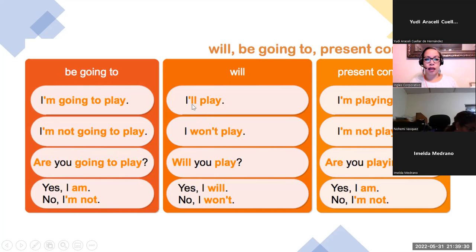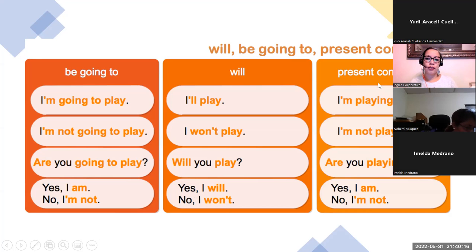Will. Con will, solo vamos a poner el auxiliar, will, y luego el verbo. Igual sin ninguna alteración, el verbo va a ir en infinitivo, sin ponerle to, ¿verdad? Solo el verbo. I will play, I will be there, etc. Para negativo, vamos a decir will not, que contractado es won't. También tiene su forma de pregunta, en la cual el auxiliar va al inicio, luego el sujeto y luego el verbo. Contestamos usando el mismo auxiliar. If it is affirmative, yes, I will. If it is negative, no, I won't.